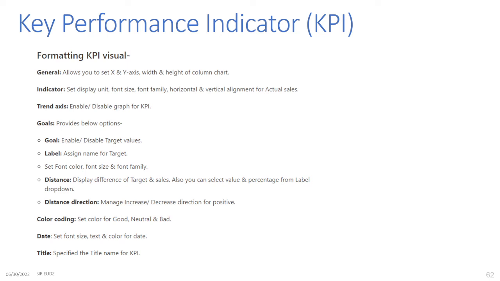Distance: display the difference of target and sales. Also, you can select value and percentage from the label dropdown. Distance direction: manage increase or decrease direction for positive. Color coding: set color for good, neutral and bad. Date: set font size, text and color for date. Title: specify the title name for the KPI.